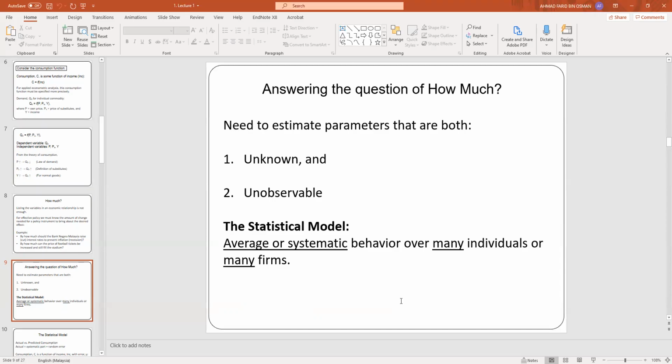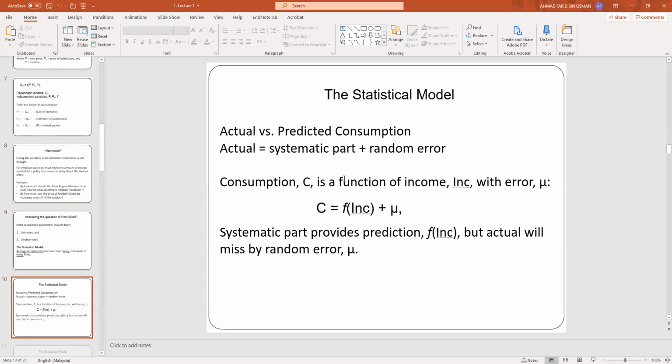Okay, so using a statistical model to estimate, or to compute the average or systematic behavior over many individuals or many firms. Okay, so this is our estimate. By taking the average or systematic behavior over many individuals, it will help us to estimate the magnitude of the relationship between what we call y and x, between the dependent and independent variable.